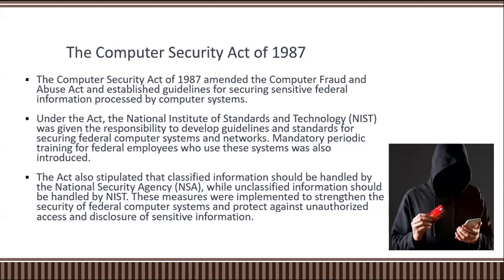Next, we'll look at the Computer Security Act of 1987. The Computer Security Act of 1987 amended the Computer Fraud and Abuse Act and established guidelines for securing sensitive federal information processed by computer systems. Under the Act, the National Institute of Standards and Technology, NIST, was given the responsibility to develop guidelines and standards for securing federal computer systems and networks. Mandatory periodic training for federal employees who use these systems was also introduced.